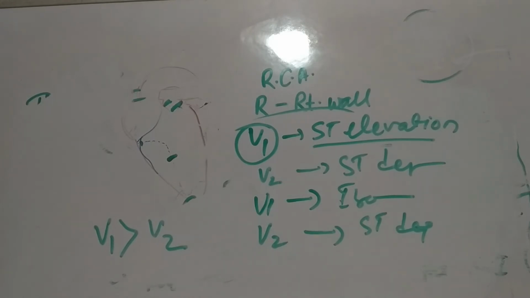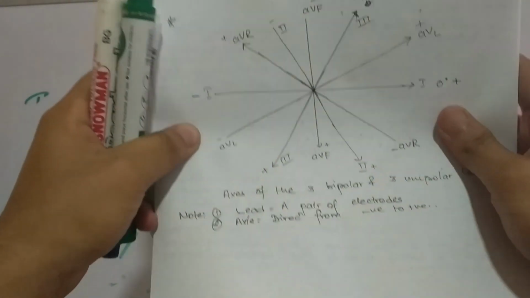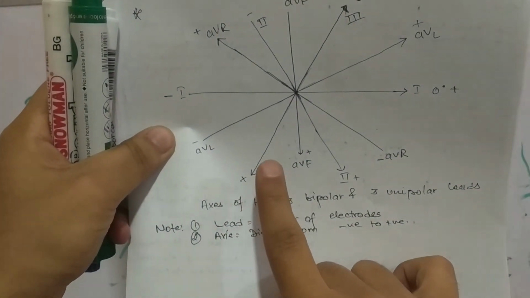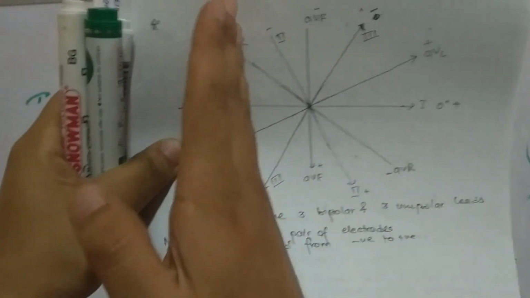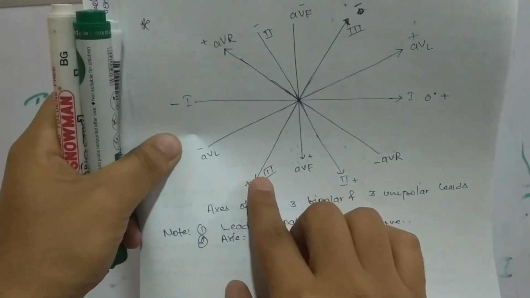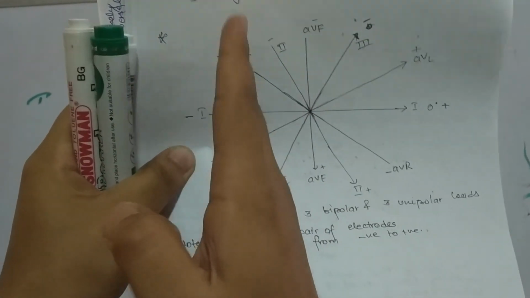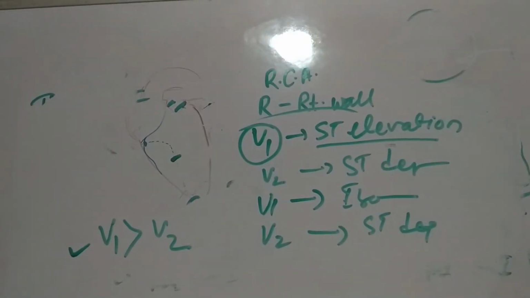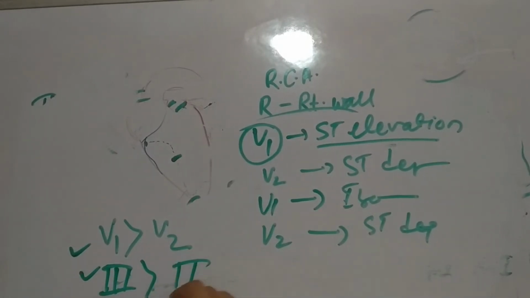And another additional clue you can look at, let me show you from this diagram. So this is lead 3 and lead 2. If the magnitude of ST segment elevation is greater in lead 3, this is the right part of the heart, then the pathology will be on the right side. It means the right coronary artery will be involved. So if the ST segment elevation in lead 3 is greater than lead 2, then we suspect the right wall of the heart to be involved.